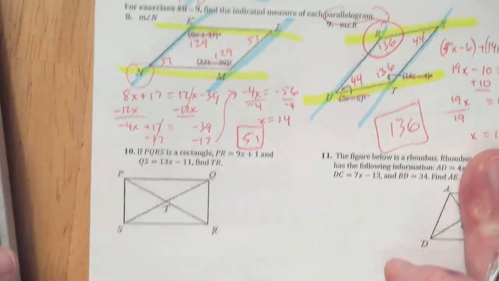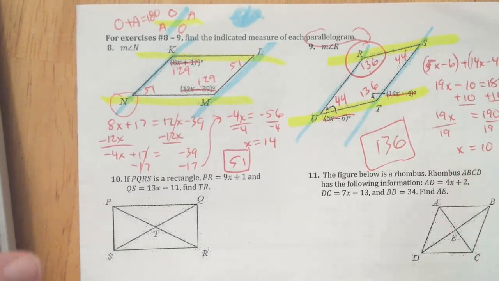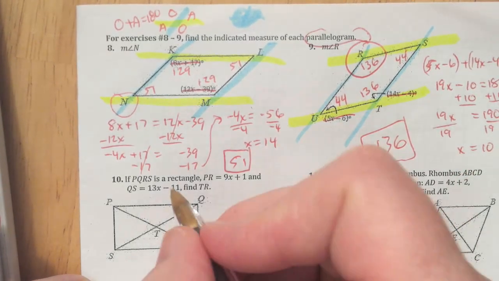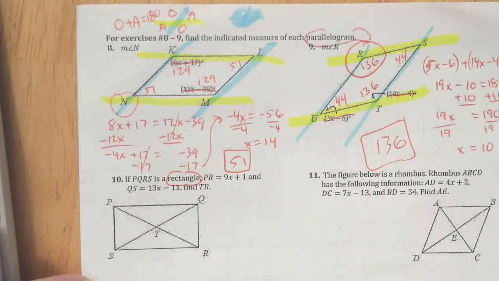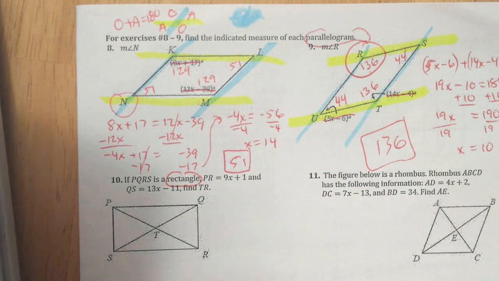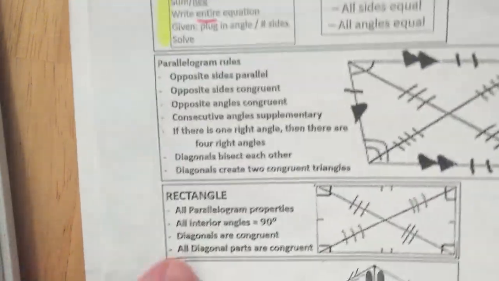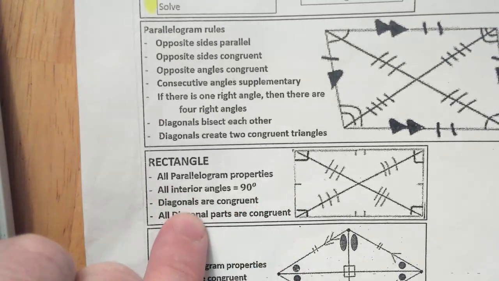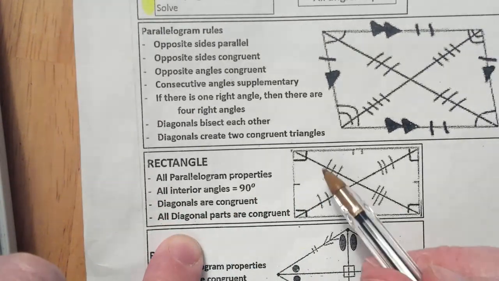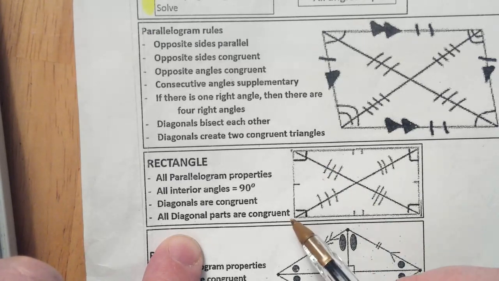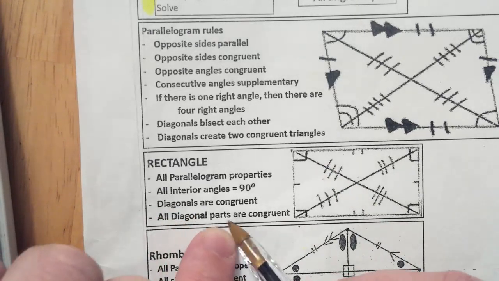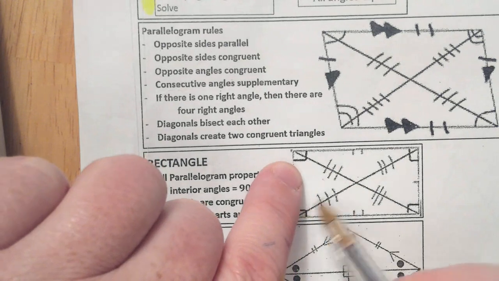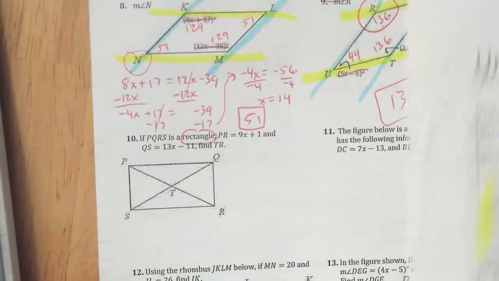Let's see. So this one right here, it said it was a rectangle. So we have our rectangle rules. A rectangle is all the parallelogram rules work, but on top of that, they have these 3 additional rules. One of them is all 4 of these are going to be equal to each other. All diagonal parts are congruent. So this, and this all are equal to each other.